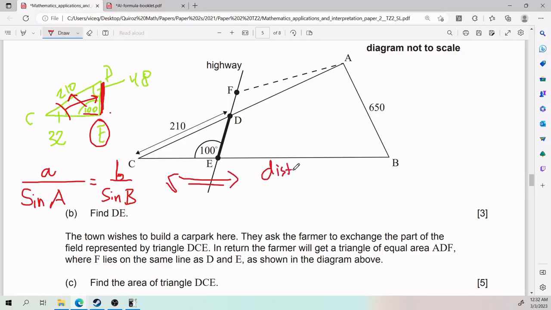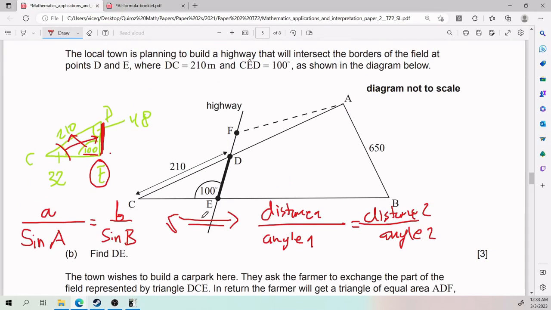You have distance 1 on the top, angle 1 on the bottom, distance 2 on the top, and angle 2 on the bottom. And so once you start looking at it like that, boom, it comes to your mind immediately. See? So in this case, my distance 1, we said was 210. Its angle 1, we said was 100. So we have sine 100.